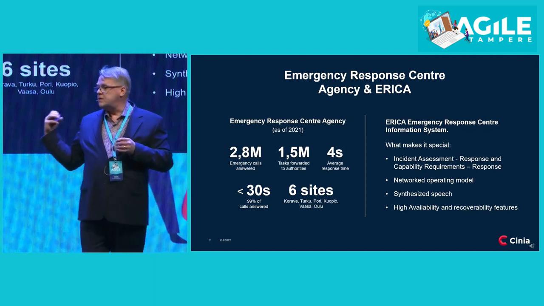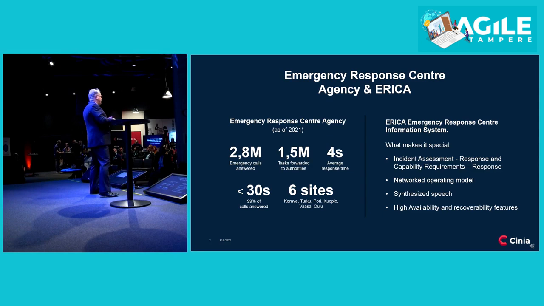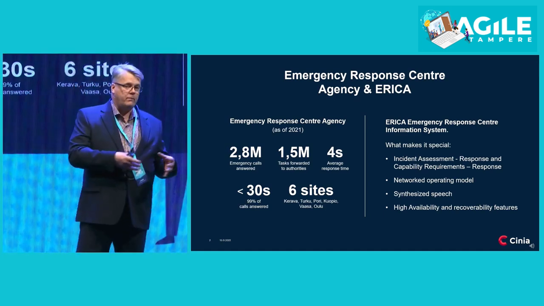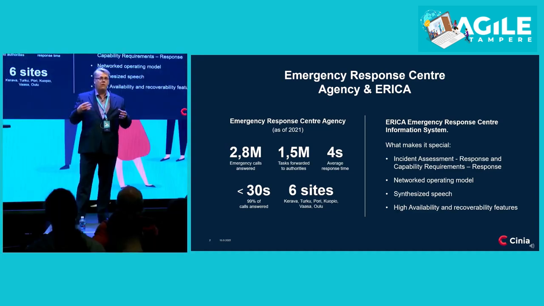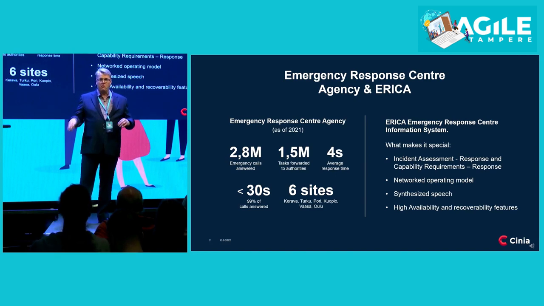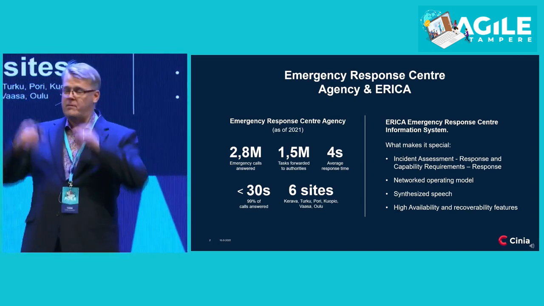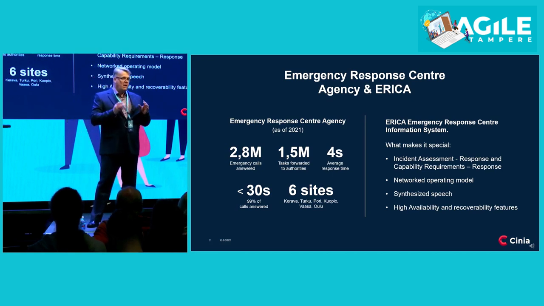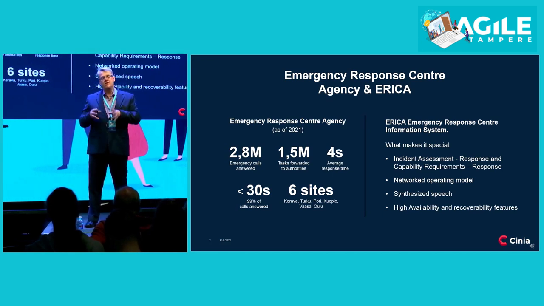The response and capability requirements define what kind of capabilities you need on site, for instance at a car accident, or if an apartment building is burning, what kind of resources you need. If you have a 5-story apartment building, you obviously need a ladder, so a unit which has ladders, or even a basket that you can lift to the building. Based on these inputs, Erika calculates the best possible response to that incident.